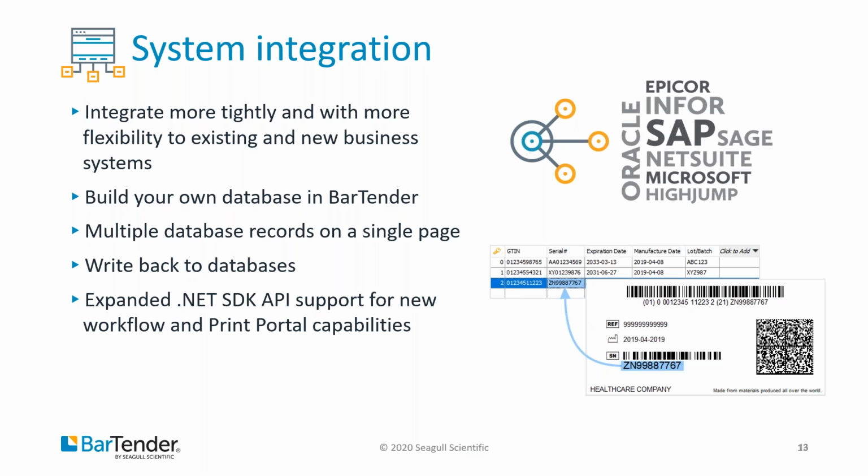And finally, we now have the capability to write data back to most SQL-based databases. This can be leveraged many different ways. One common request has been to generate a serial number using BarTender, capture the value, and write it back to the existing database for traceability. In BarTender 2021, this process has been significantly improved and more intuitive to implement.